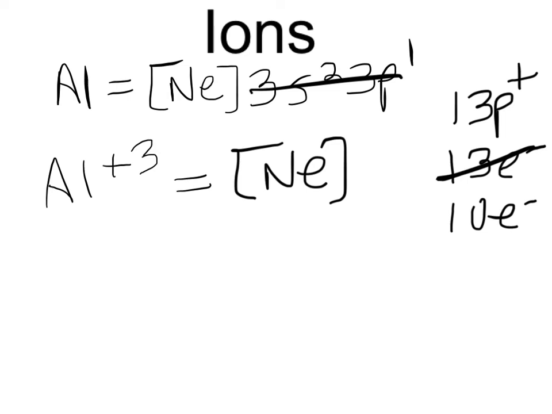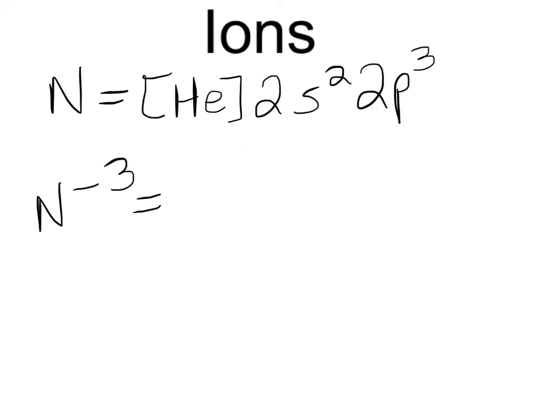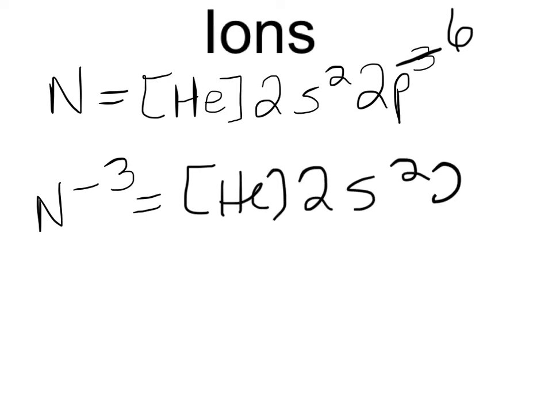There are some exceptions. A negative charge means the atom is going to gain electrons to get to an octet in its outer level. And so you can write this 2 ways. You can write helium 2s2 2p6, or you can just write neon, either way.